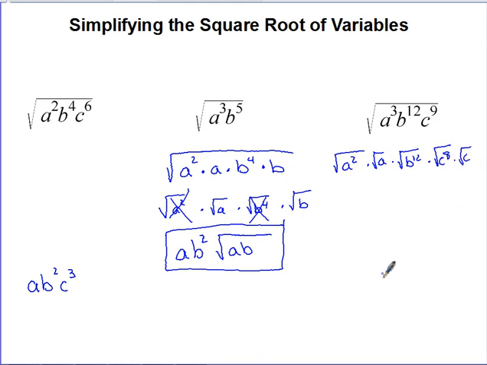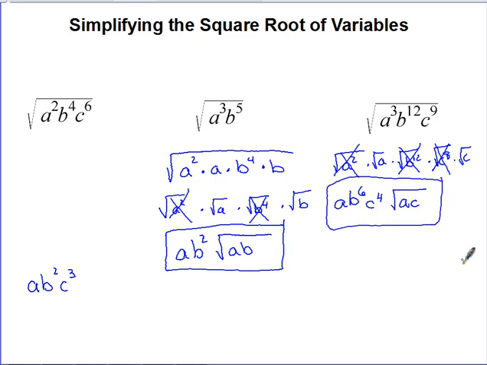Then simplify what I can. So the square root of a squared is a. The square root of a cannot be simplified. The square root of b to the 12th is b to the 6th. That's done. The square root of c to the 8th is c to the 4th. And then what's left over goes in a radical, so square root of ac. And that would be my final answer.